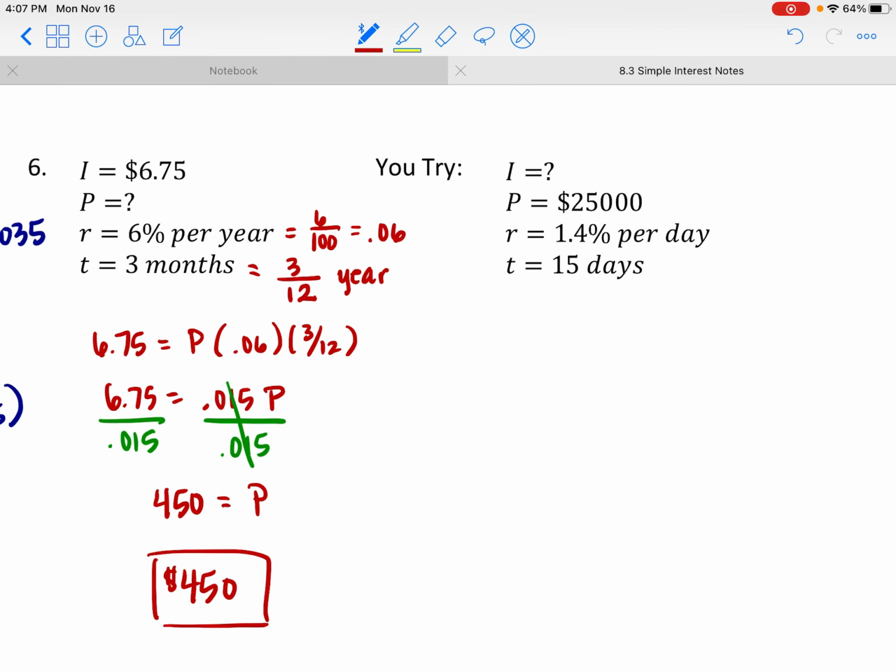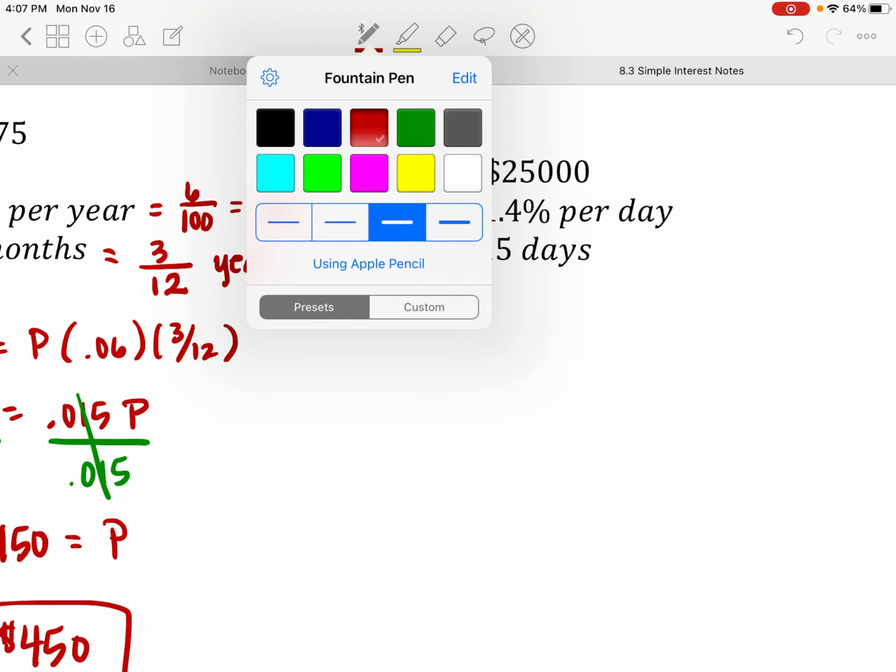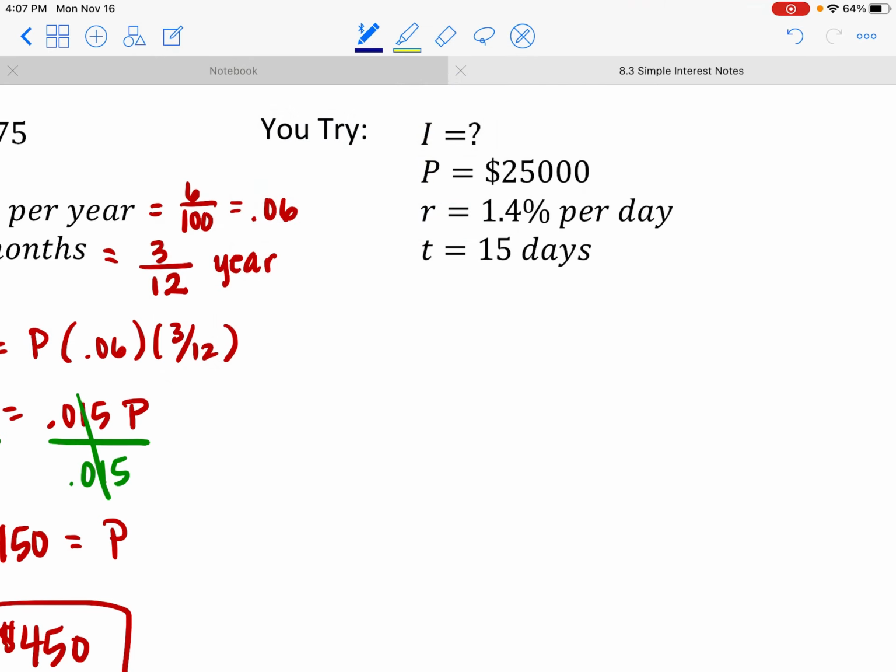Okay, so I think you have enough tools now to be able to try this next problem. So if you're feeling confident, go ahead and give it a shot. Otherwise, let's see, we have a principal amount, we have a rate per day, and a time in days. Now, these are matching units, which means we don't have to make a conversion here. Good news. But we do want to make this percent a decimal. So 1.4% is 1.4 out of 100, which is 0.014 as a decimal.